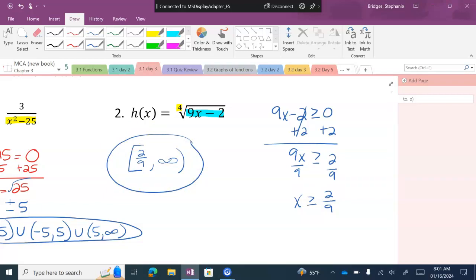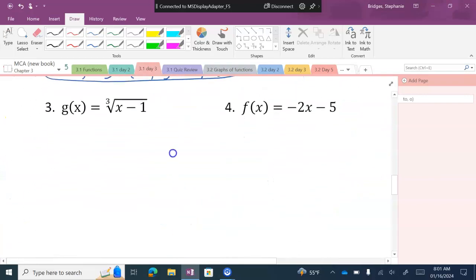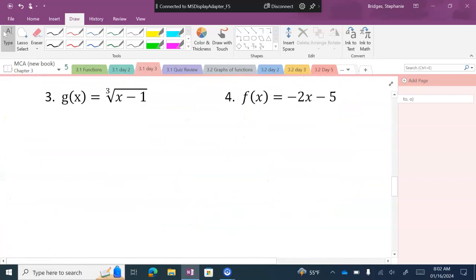Again, the only 2 times that you're going to have restrictions is if you have a fraction that has a variable in the denominator, or you have an even radical, a square root, a 4th root, a 6th root. Any of those you cannot have. Other than that, your domain will be all real numbers, which is negative infinity to positive infinity. Any questions so far? Try those 2. I'm going to try to on number 3.